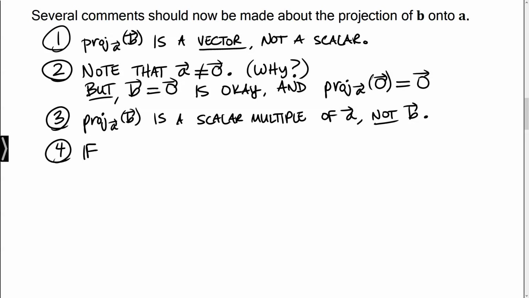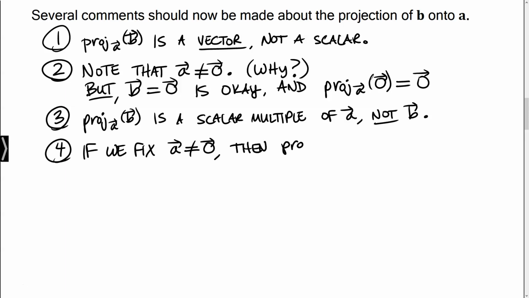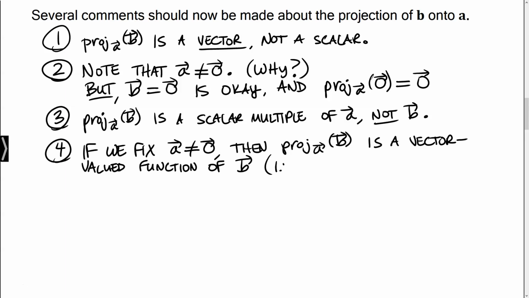Okay, another thing. If we fix A not equal to the zero vector, then this expression, the projection of B onto A, is a vector-valued function of B. In other words, you give me a vector, I'll give you out a vector. So it's a function from R2 to R2, or if it was 3 dimensions, it would be R3 to R3. In fact, there's a name for this. It's called a vector field. So technically, if you fix the vector that you're projecting onto, you get a vector field out of it.